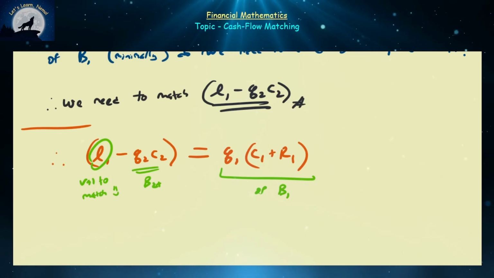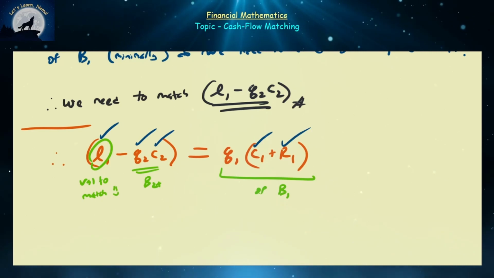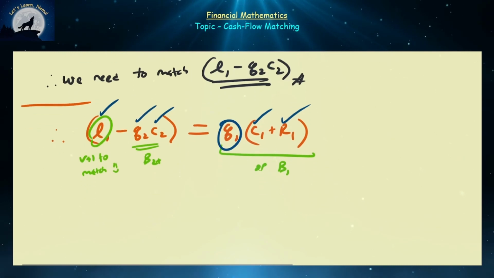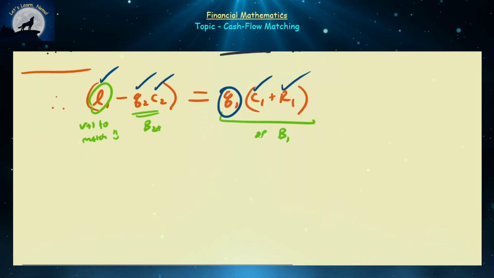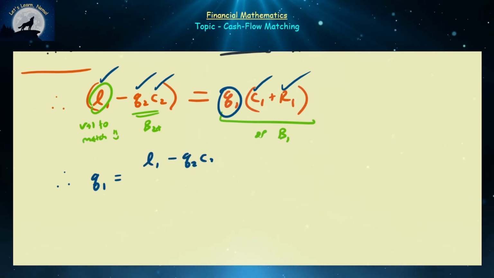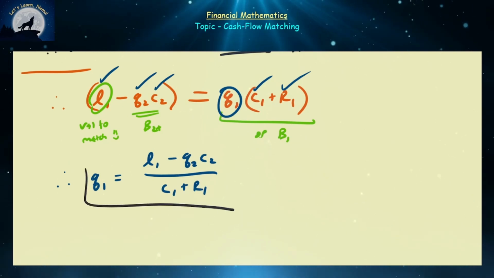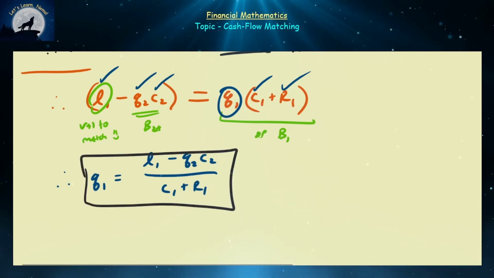So what do we know? Well, we know how much is going to be owed at time t = 1. We know how much of bond 2 we owe. We know the coupon payment of bond number 2. We know the coupon payment of bond 1. We know the redemption payment of bond 1. And we just need to figure out what is the number of shares of bond 1 that we need to buy in order to match this. This is a very easy equation to solve. We can see that Q1 will be equal to L1 minus Q2 C2 all over C1 plus R1.